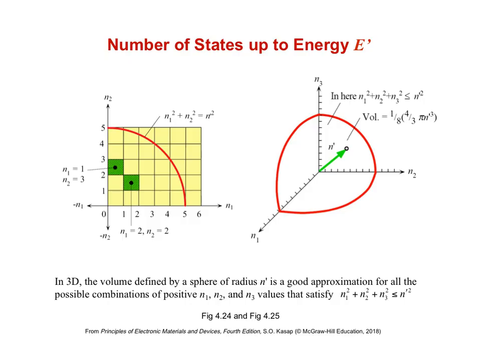Now, because the quantum numbers n can only have positive and not negative values, we're really only interested in half the circle for each dimension. In 3 dimensions, then, the number of states less than a particular energy is described by 1/8 the volume of this sphere, where the volume of a sphere is 4/3 pi r cubed, where r is our energy quantum number.